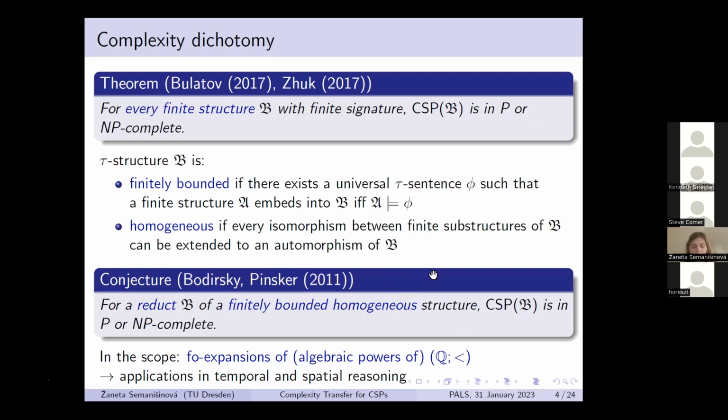but we can just focus on smaller fragments and hope to understand at least these. What's in the scope, and what I will be talking about in this talk, are first-order expansions of algebraic powers of Q with order, the rationals. The reason is the applications in temporal and spatial reasoning that I want to talk about now.